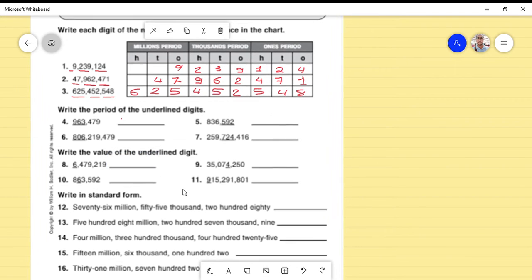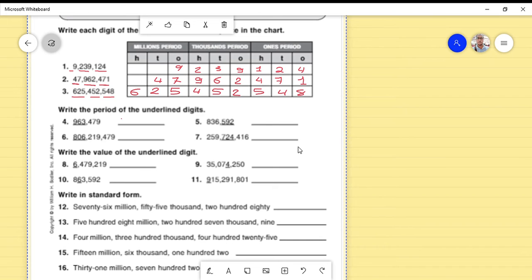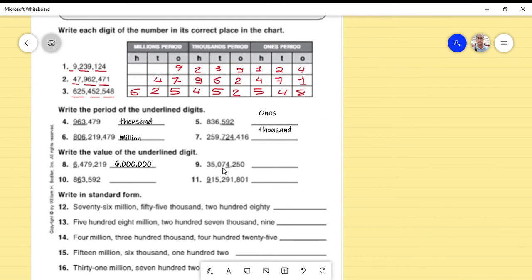Look at the next question, number 9. Here is 35,074,250. Look here, the underlined digit is 4. So ones, tens, hundreds, thousands. So the value of 4 equals what? The value of 4 will be 4,000.